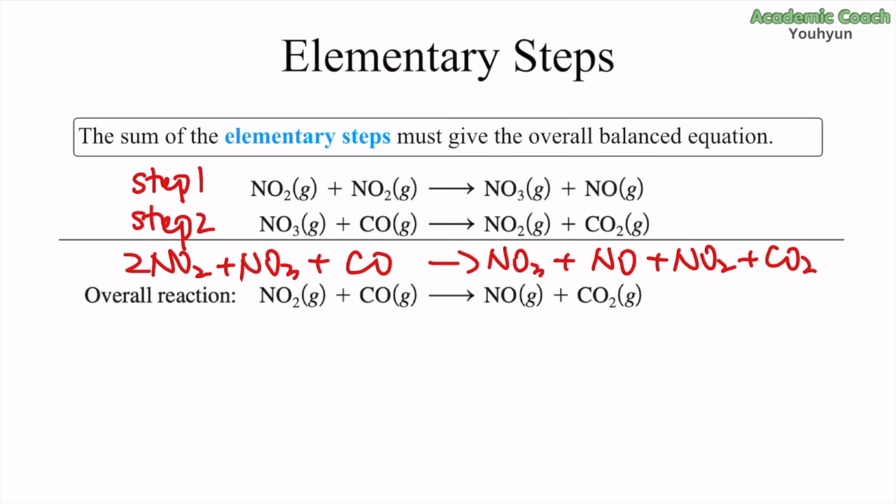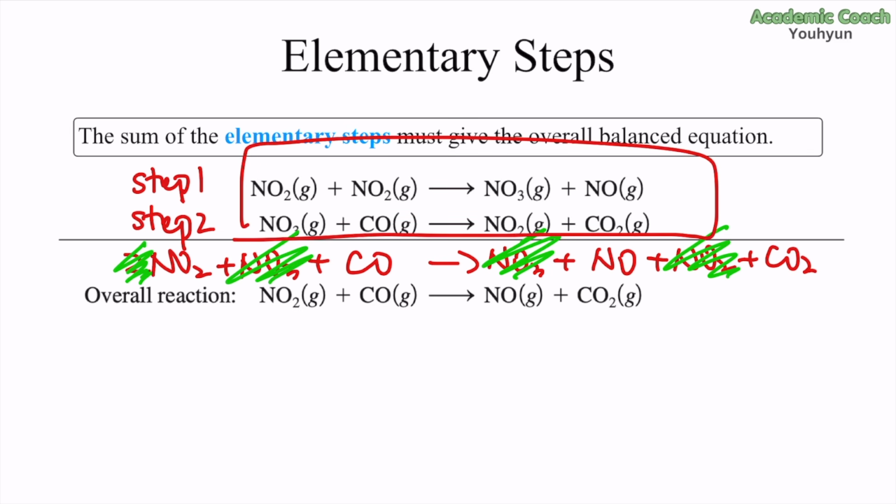Then on the reactant side and product side, I see the NO3 in common, so I can cancel out NO3. I also see one of the NO2 in common, so I'm going to cancel out one of the NO2 on each side. Then eventually I am left with 1 NO2 and 1 CO on the reactant side, and 1 NO and 1 CO2 on the product side. So that means that when I add up these 2 elementary steps, they actually are equal to the overall balanced equation. This means that this reaction mechanism might be correct, at least for now.